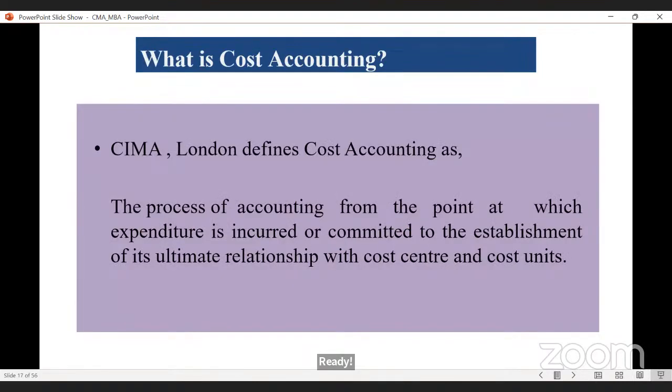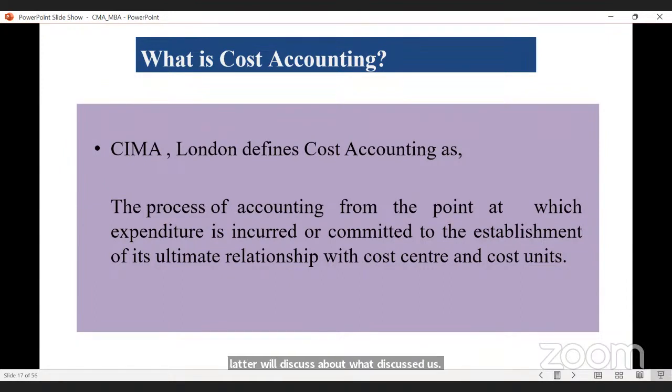So this is all about your cost accounting. What is cost accounting? This is the definition given by CIMA, Chartered Institute of Management Accountants, London. It defines cost accounting as the process of accounting from the point at which expenditure is incurred or committed to the establishment of its ultimate relationship with cost center and cost unit. Later on we will discuss what is cost center and cost unit.